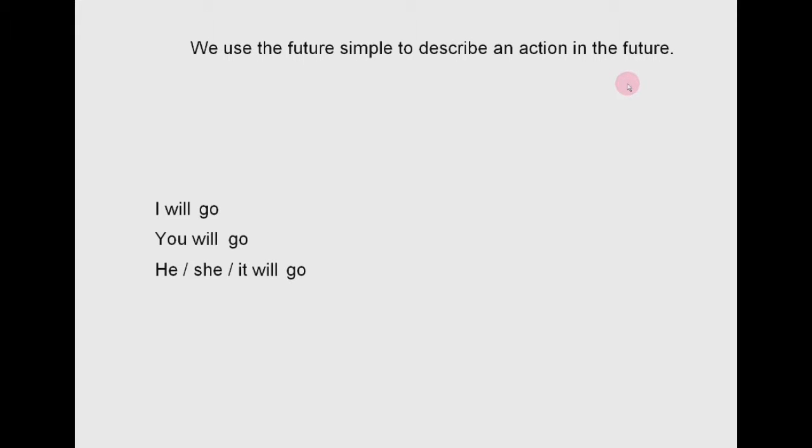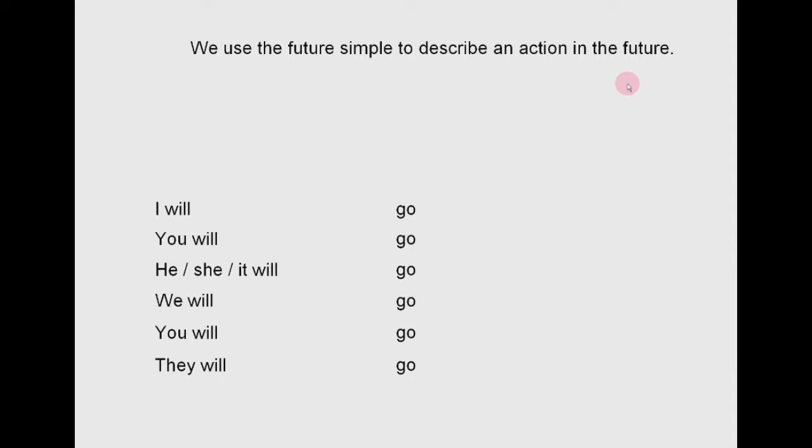Well, we use the future simple to describe an action in the future. Okay, so let's look at the structure. So I will go, you will go, he, she, it will go, we will go, you will go, and they will go. So if we look at this in a bit more detail, then this is what we see.